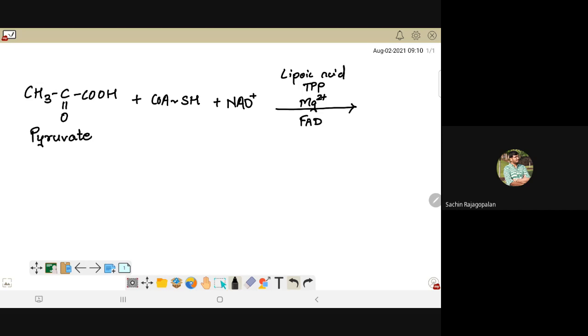So what we are going to do is, it's an oxidative decarboxylation. Mind you, it's an oxidative decarboxylation, which means two reactions are going to be carried out at the same time. What is the first reaction? I'm going to get rid of this carbon dioxide and I'm going to get rid of two hydrogens. Okay, so carbon dioxide that's being removed, that is going to come from here, the carboxyl group of pyruvate.